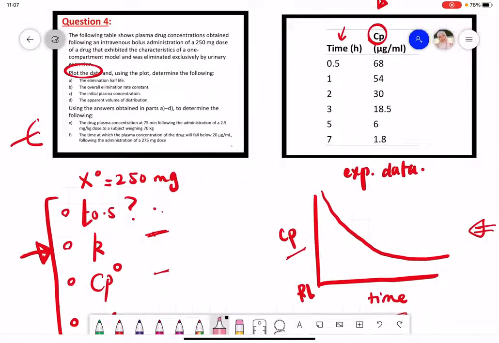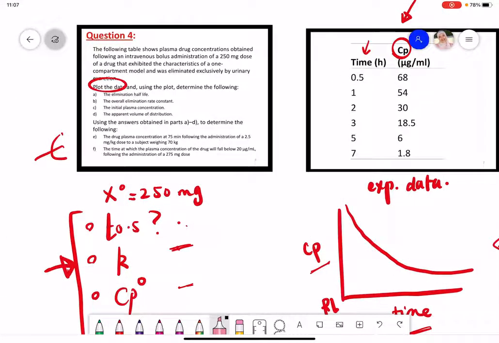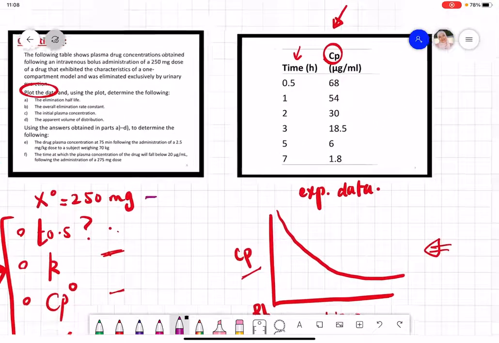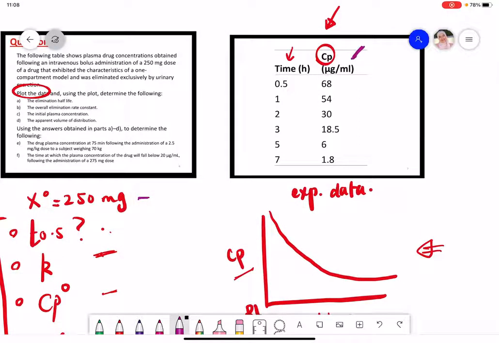The following table shows plasma concentration obtained following IV administration of a dose of 250 milligram. That drug shows a characteristic of one compartment model and is eliminated exclusively through urinary excretion. You have the concentration in microgram per milliliter versus time.